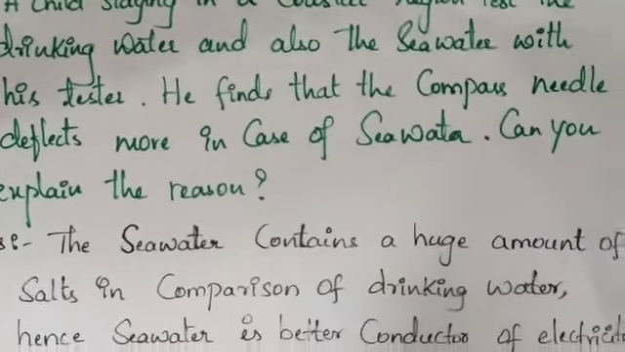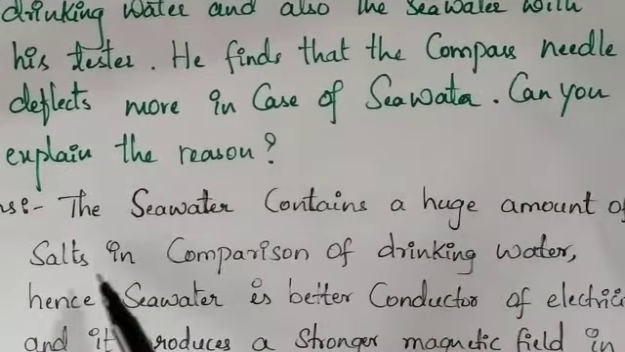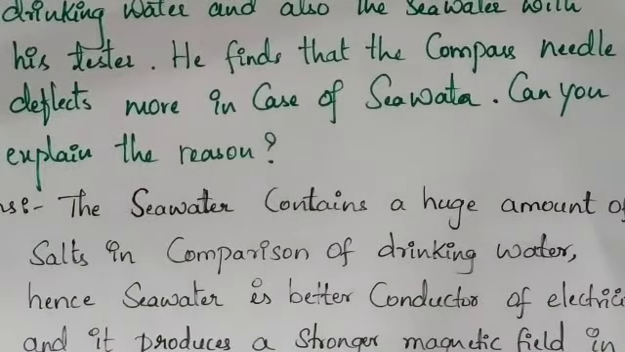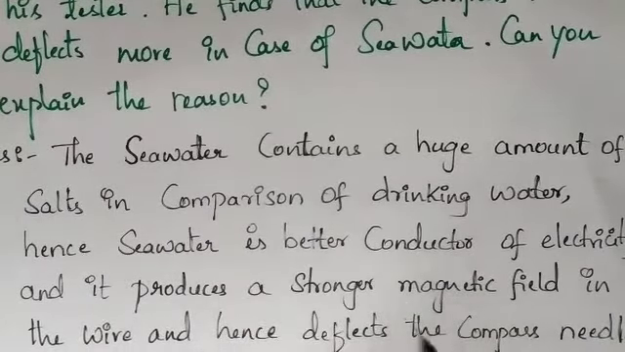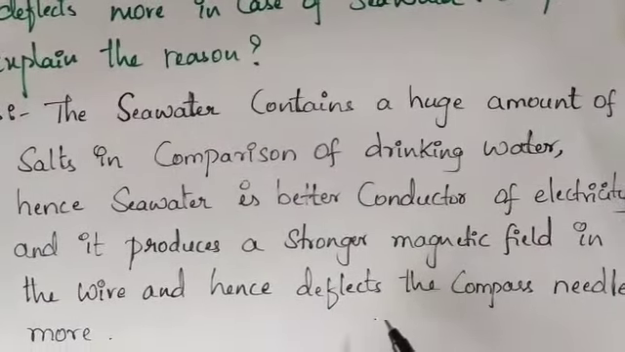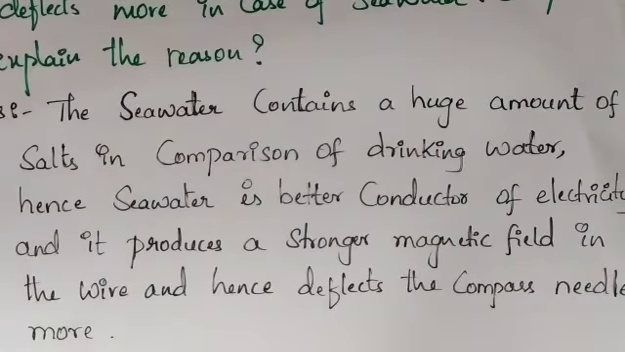What is the reason? Sea water contains a huge amount of salts in comparison to drinking water. We can't say the drinking water is very pure, but compared to sea water, it contains far fewer salts. Hence, sea water is a better conductor of electricity, and it produces a stronger magnetic field in a wire, and hence deflects the compass needle more. Sea water deflects more because it contains more salt, which means it is a better conductor of electricity than drinking water.